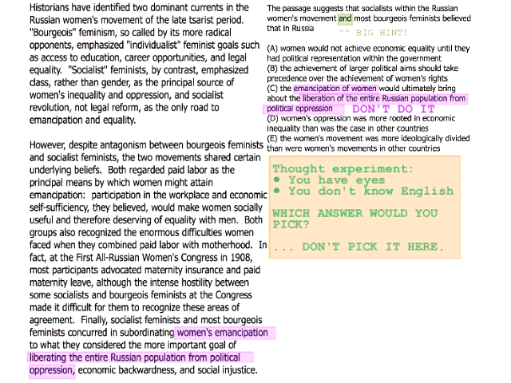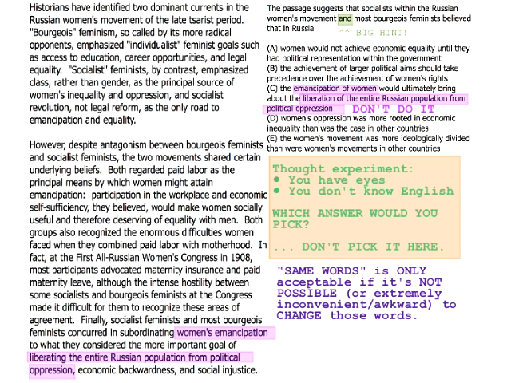Same words is only acceptable if it's not possible, or at least very inconvenient or awkward to change those words. For example, if a choice says the U.S. Supreme Court and the passage says the U.S. Supreme Court, that's fine because there's no other way to say the U.S. Supreme Court. On the other hand, liberating people, there are a lot of other ways of saying liberating people without using the word liberate.